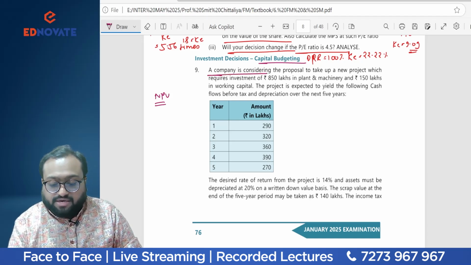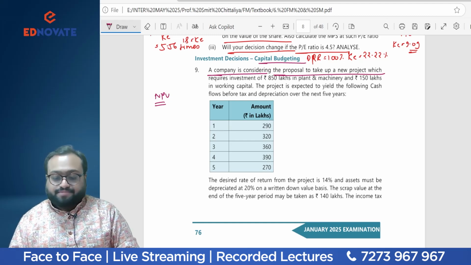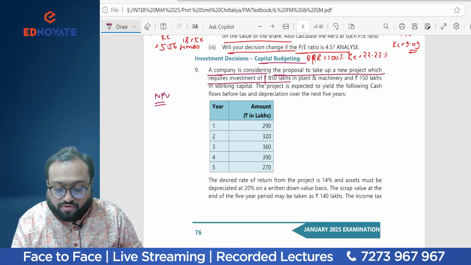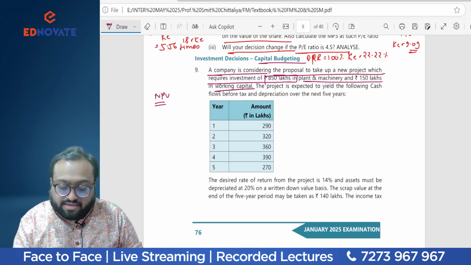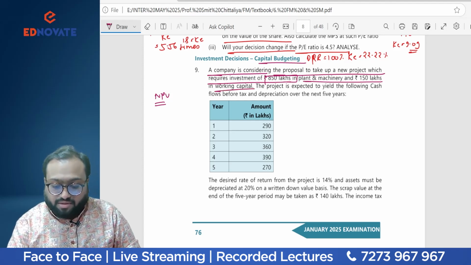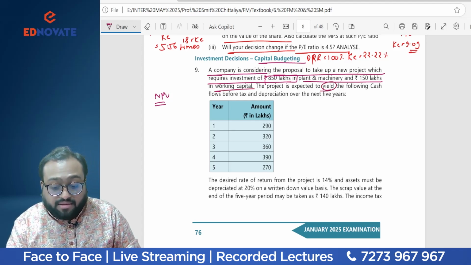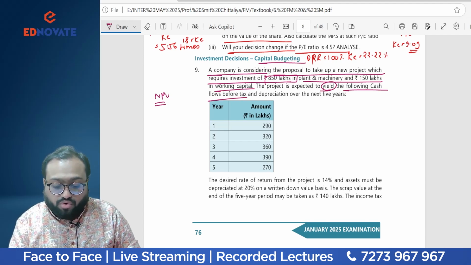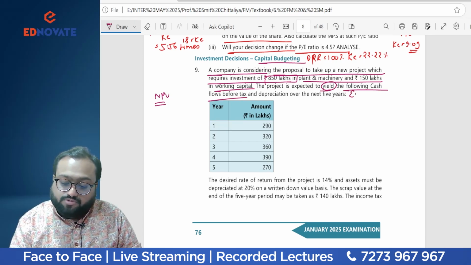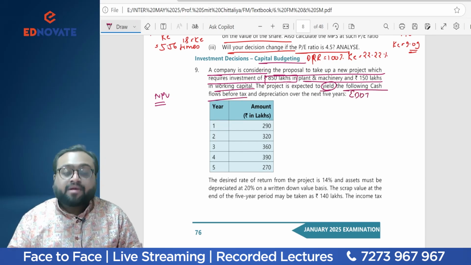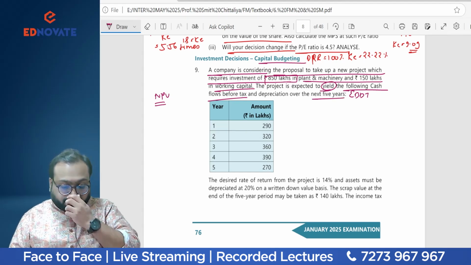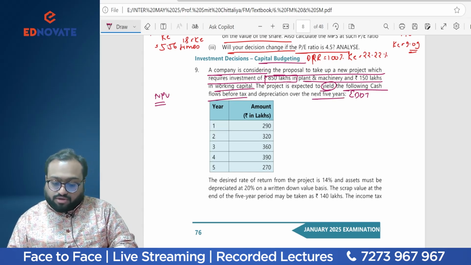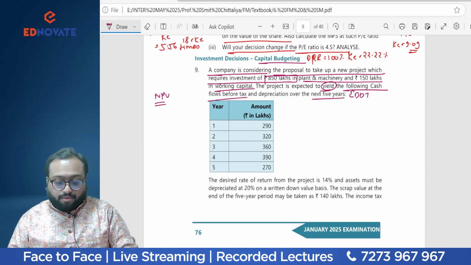A company is considering a proposal to take a new project which requires an investment of 850 lakhs in plant and machinery and 150 lakhs in working capital. The project is expected to yield the following cash flow before depreciation and tax, meaning this is my EBDT, earnings before depreciation and taxes, over the next 5 years. Year 1, year 2, year 3, year 4 and year 5, amount in lakhs.